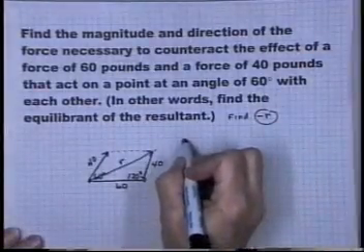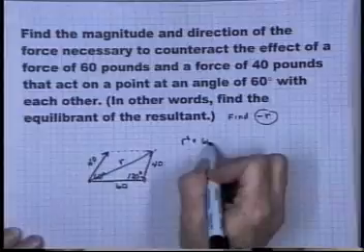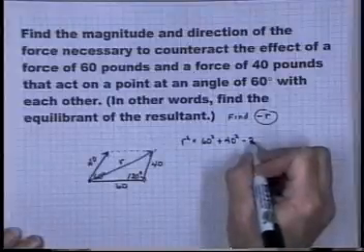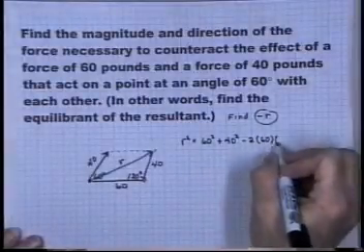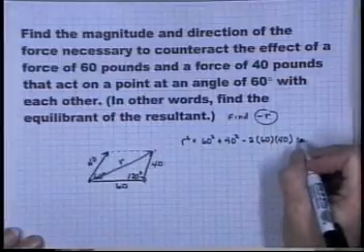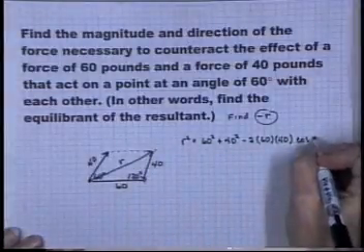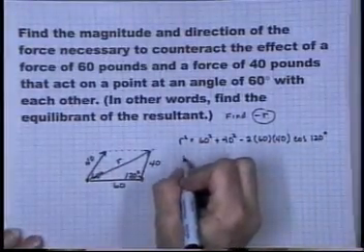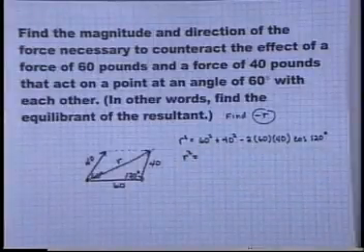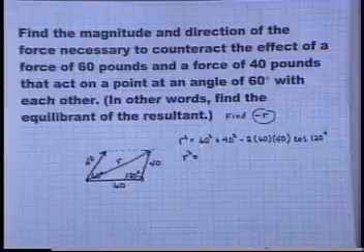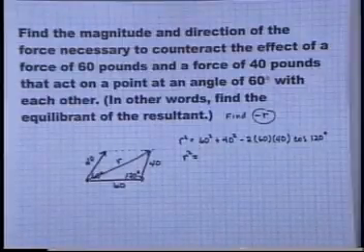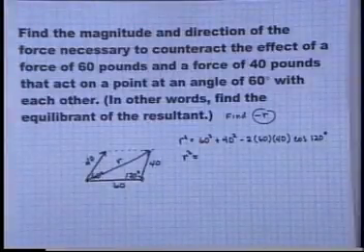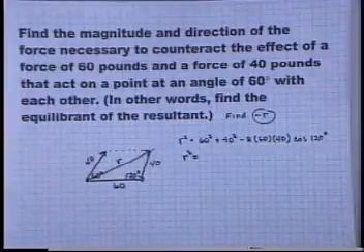So R squared is going to equal 60 squared plus 40 squared minus 2 times 60 times 40 times the cosine of the included angle here, 120 degrees. Now let's go ahead and go to our calculator and let's get a value for R squared first of all. 60 squared plus 40 squared minus 2 times 60 times 40 times the cosine of 120 degrees.